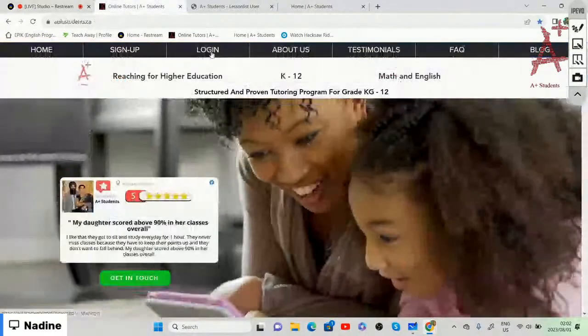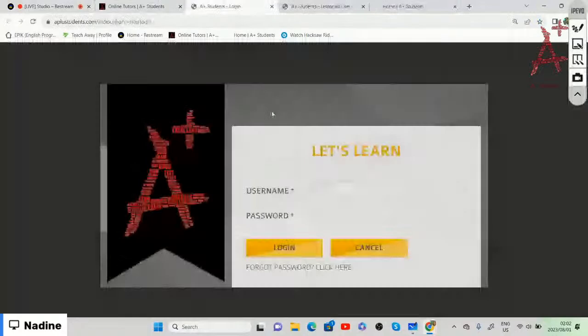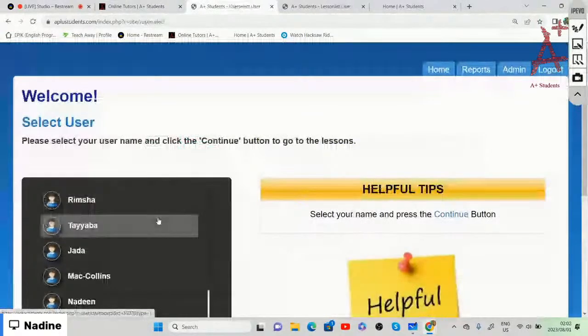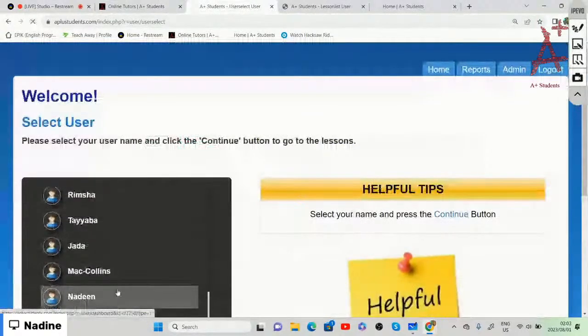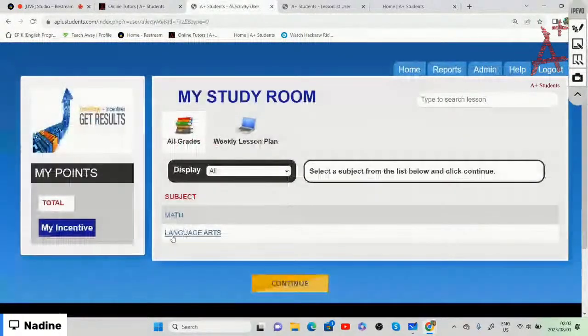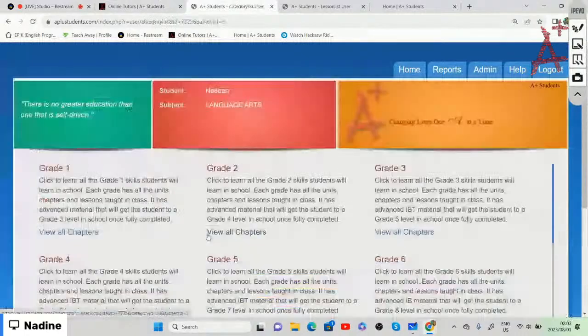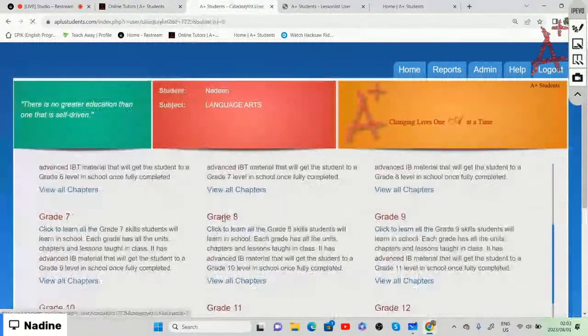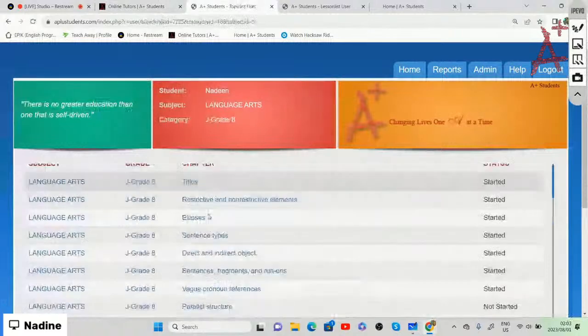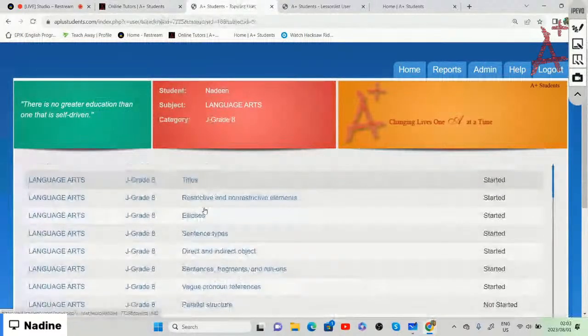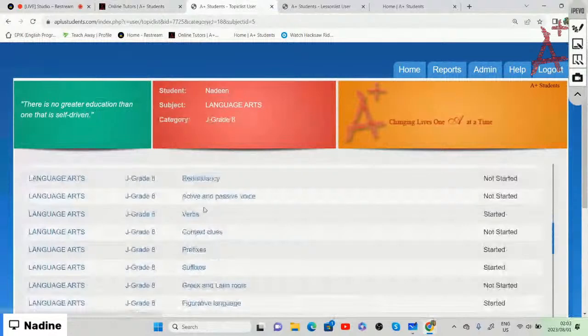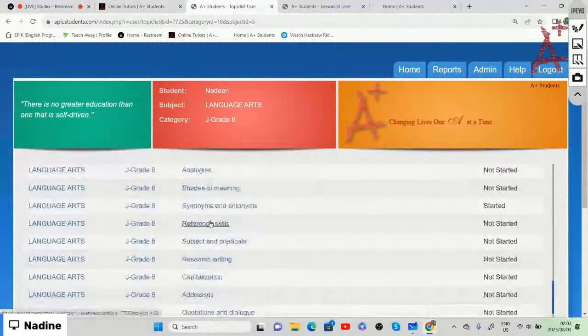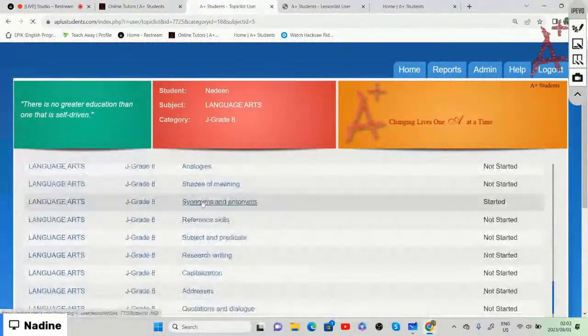We're going to log in with our username as well as our password. Then we scroll down until we get to the subjects, and we choose the subject of language arts, which is English. And then we go to grade 8. Once we are in grade 8, we scroll down until we get to the chapter of synonyms and antonyms.